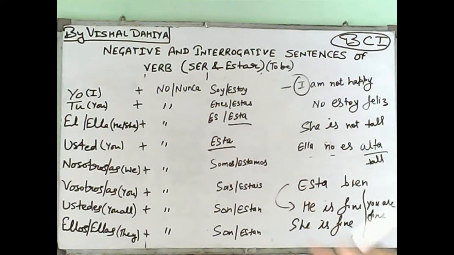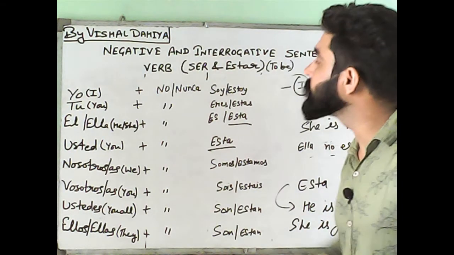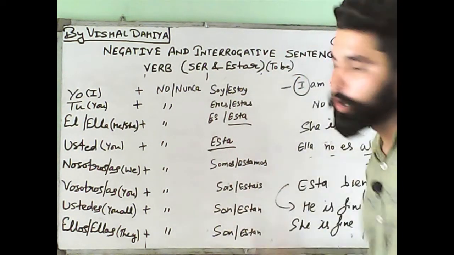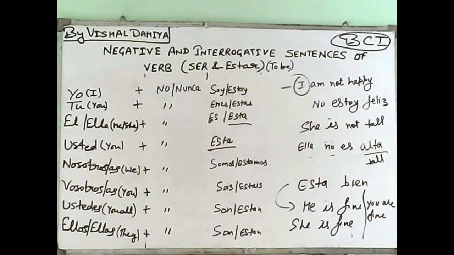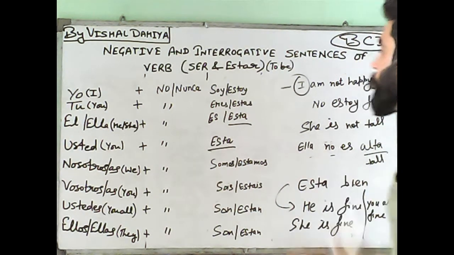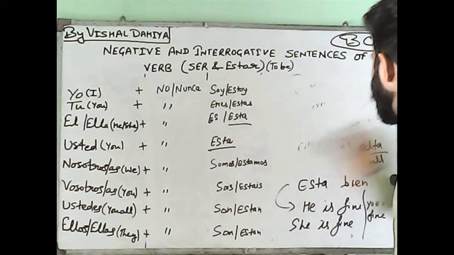So it is very easy to make negative sentences. Again I am repeating this: you just have to use no or other negative words before the conjugation form of ser or estar, as I used here. The more you use, the more you learn. Let me put a few more examples over here.